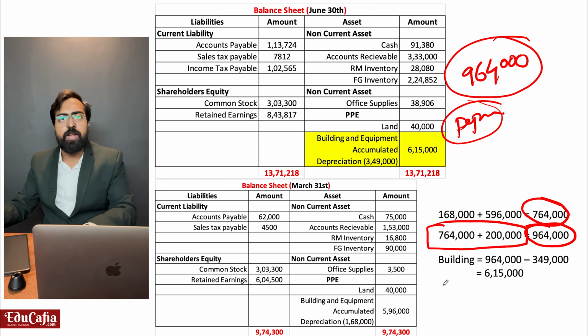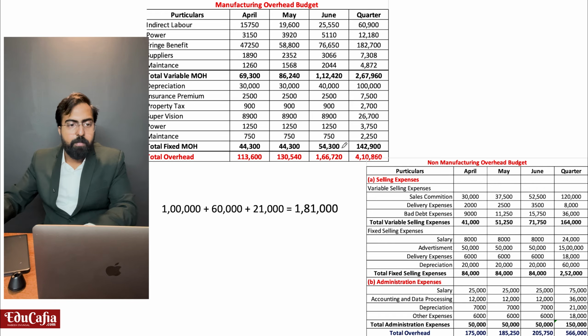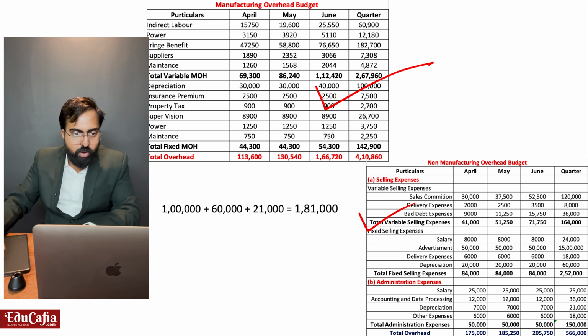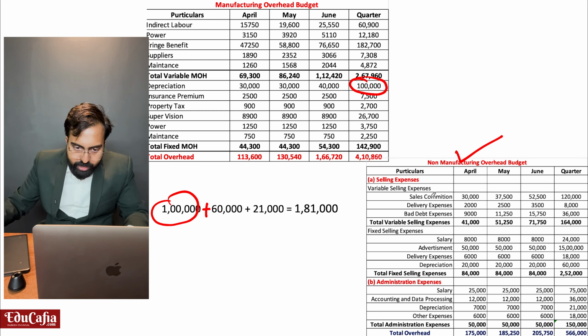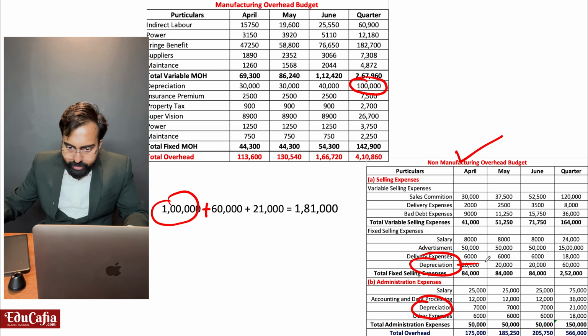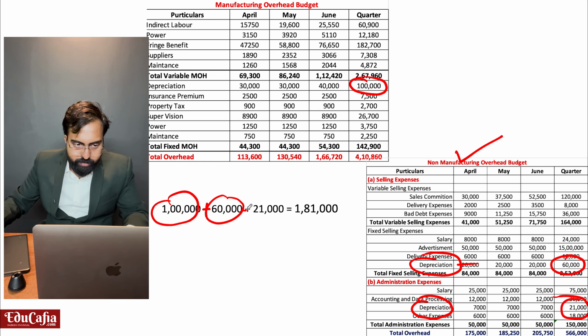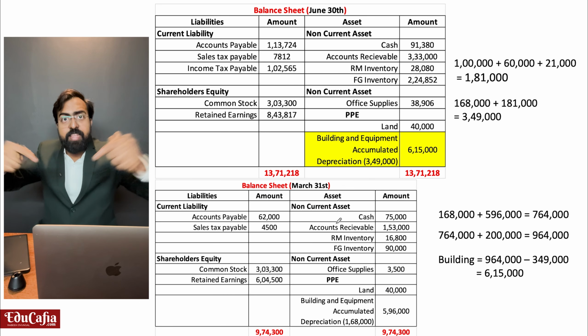Now I want to check how much depreciation will be there. That depreciation, we have to find out from my manufacturing overhead budget and non-manufacturing overhead budget. Here in manufacturing overhead budget, there is a depreciation term 30,000, 30,000, 40,000. Total 1 lakh depreciation is there. In non-manufacturing overhead, two depreciations are there, here one and here another. So the total 16,000, here it is 21,000. So 1,00,000 plus 16,000 plus 21,000, total 1,81,000 depreciation is there in this period.